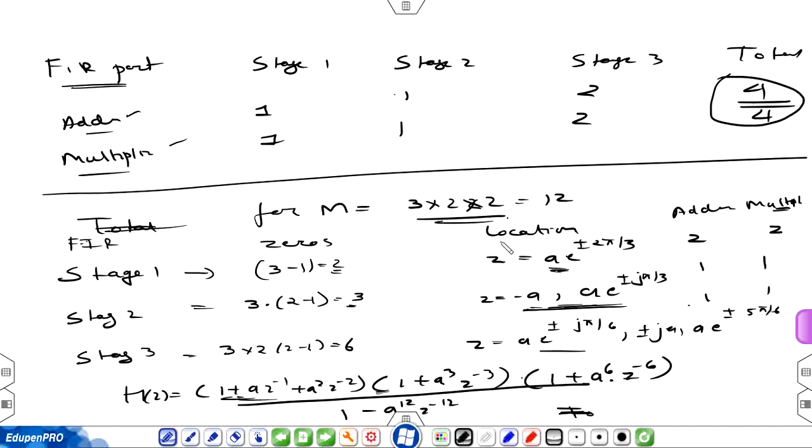Okay, and the location of the 2 zeros can be given by z equal to a e raised to power plus minus j 2 pi by 3. For stage 2, the zeros can be given by z equal to minus a and a e raised to power plus minus j pi by 3. So total 3 zeros. And stage 3, 6 zeros given by z equal to a e raised to power plus minus j pi by 6. This is 2. This is plus minus j a, again 2, and the remaining 2 is given by a e raised to power plus minus j 5 pi by 6.